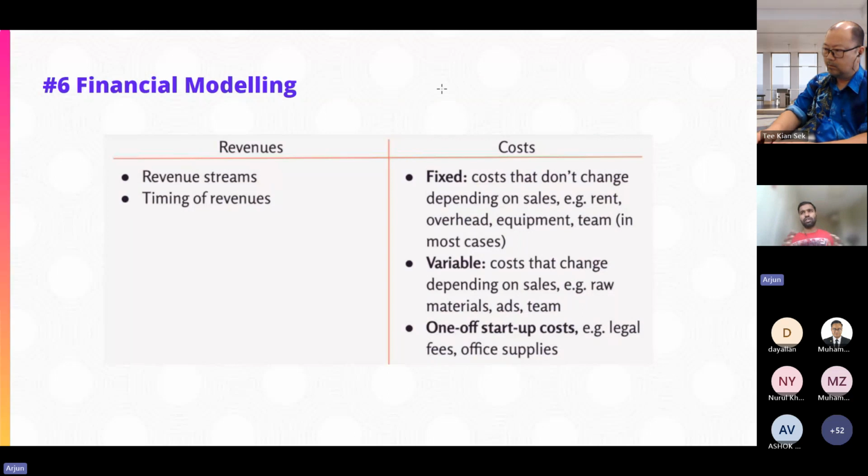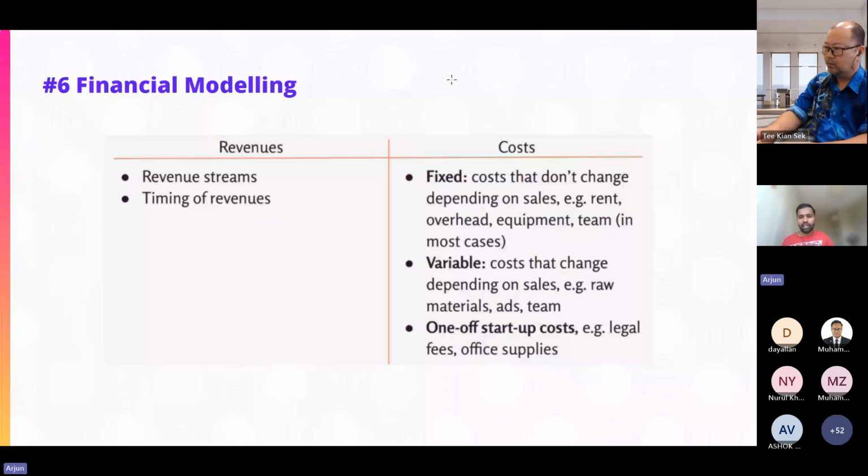Variable cost depends on the situation, it will change. If this month you are producing 500 products, then you will incur some cost. The next month, if you produce 1,000 products, then it will incur a higher cost, right? So these are the variable costs. Finally, one-off costs are like the company setup, legal costs, and things like that. You need to consider all of these three types of cost if your financial model needs to be accurate enough. Otherwise, you will always have bad surprises, right?